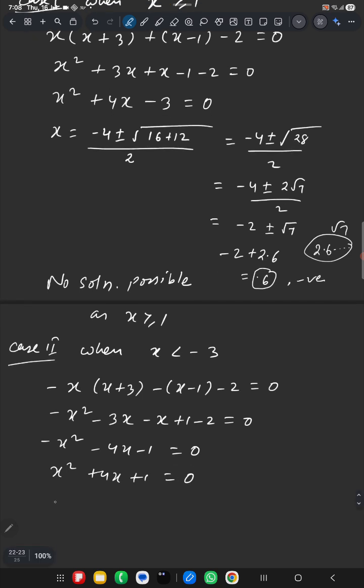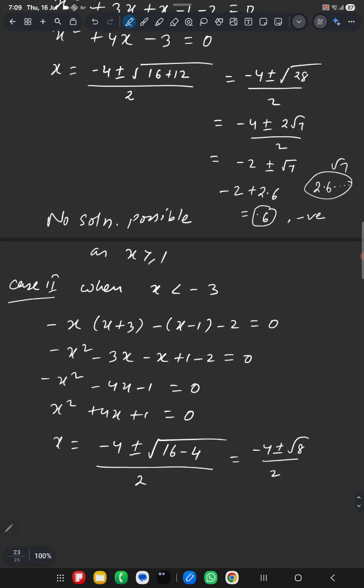Here also we use the quadratic formula, x equal to minus b plus minus root of b square minus 4ac, over 2a. That is minus 4 plus minus root of 16 minus 4, because both a and c are 1, over 2. This gives minus 4 plus minus root 8 over 2, which gives minus 4 plus minus 2 root 2 over 2, which is minus 2 plus minus root 2.